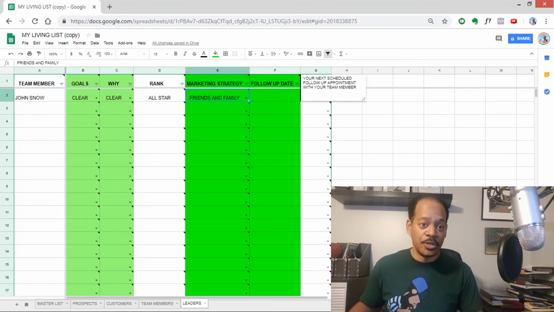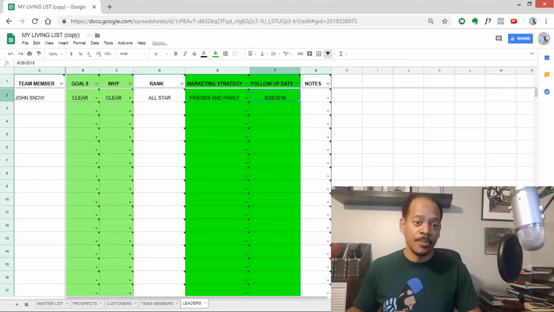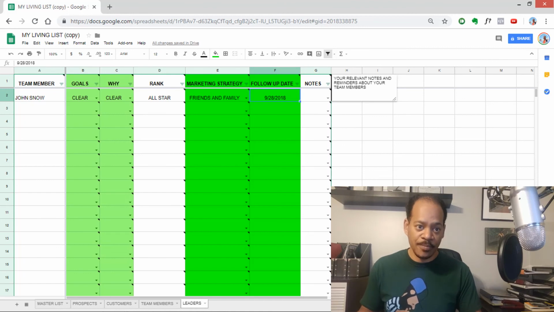and to do what they enjoy doing. So next, we've got a place for you to schedule and track your follow-up with your leaders, because supporting your leaders is literally one of the most important things you can do. Your leaders are the people who are helping you build your business by building their individual businesses. So you want to be sure and stay in touch with them. Last but not least, you've got a place to take any relevant notes.